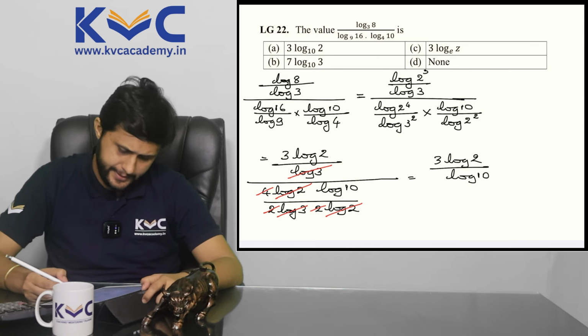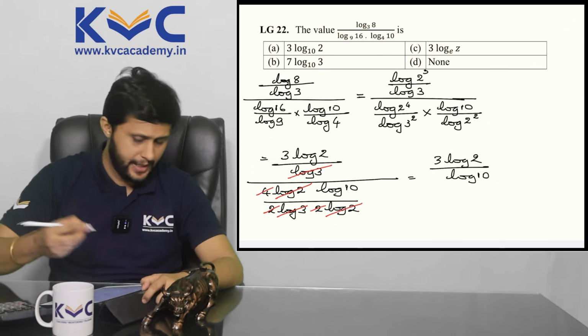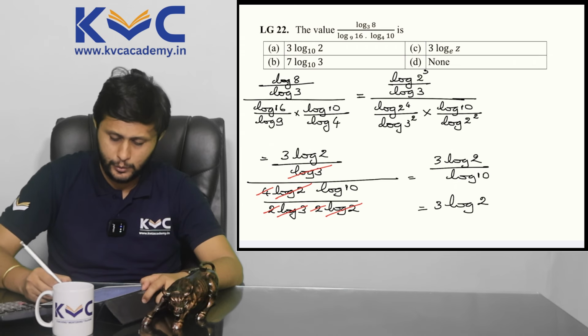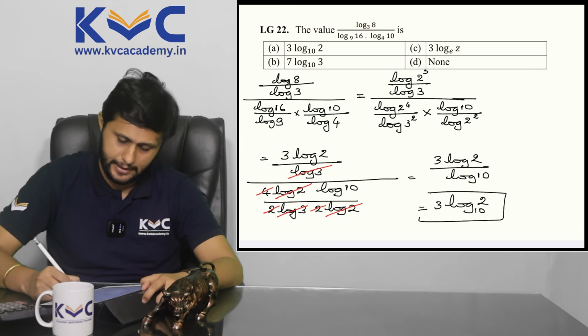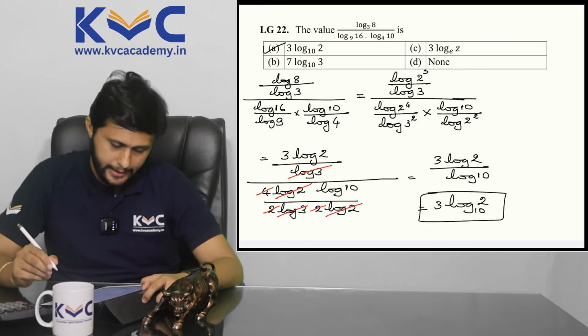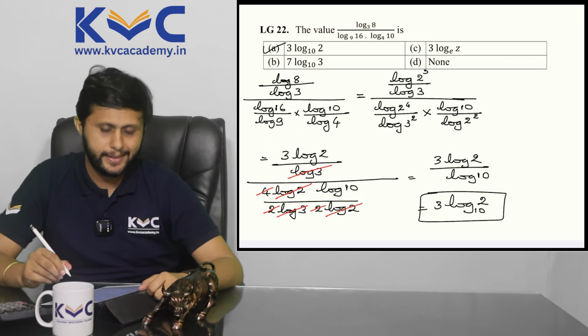Look at the options. Okay, I need to apply the change of base rule. We have 3 log 2 to the base 10, which is option A. Option A is the right answer for question number 22.